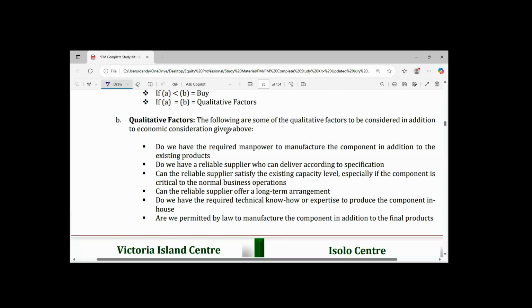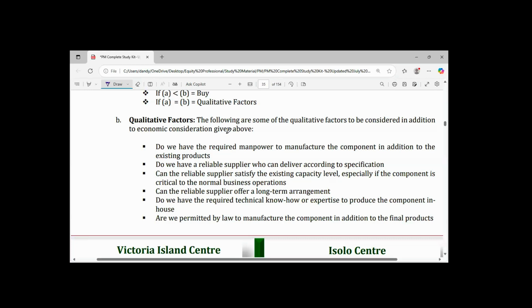Now, I said that under make or buy decisions, you are going to analyze the situation from two perspectives. One is the economic angle, then two is the qualitative factors. Under the economic angle, I said the most important thing you need to do is to compare the supplier's quotation versus the relevant cost of making the component, whether it will result in a saving or deficit to the organization.